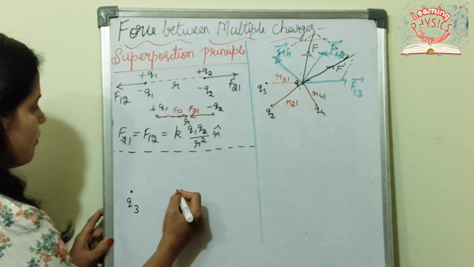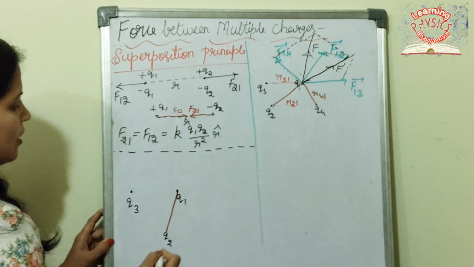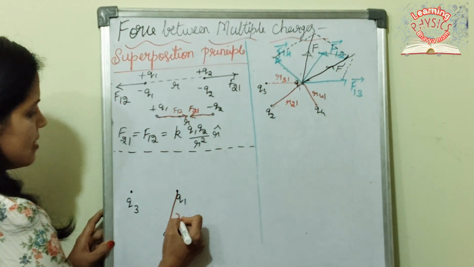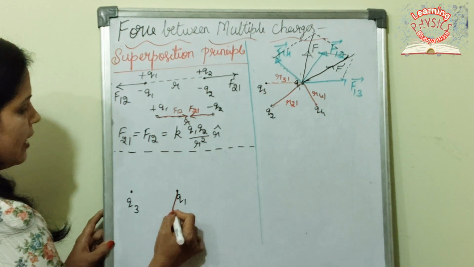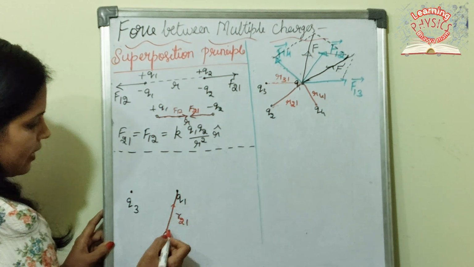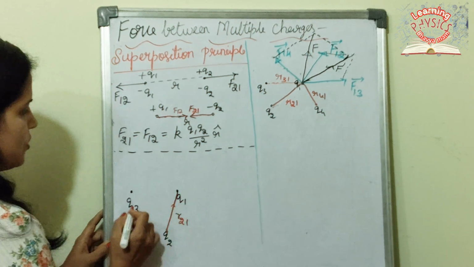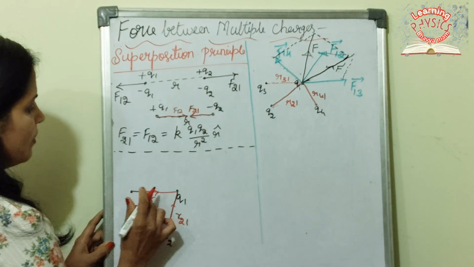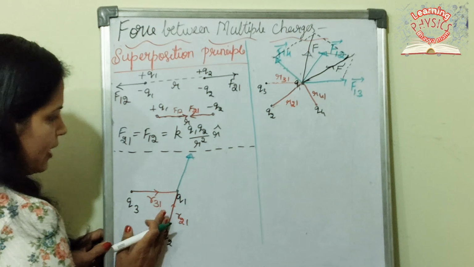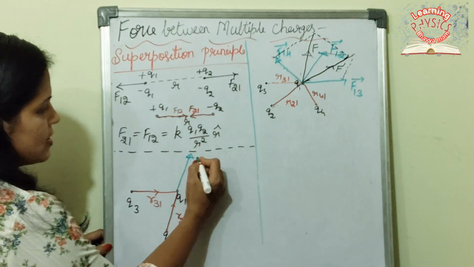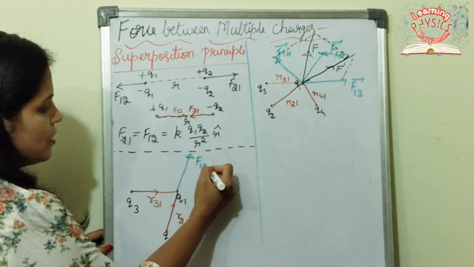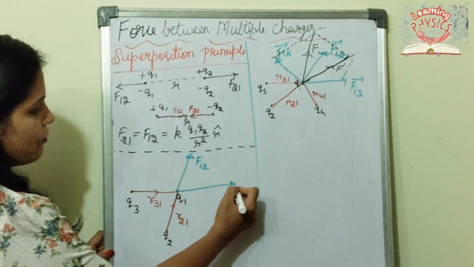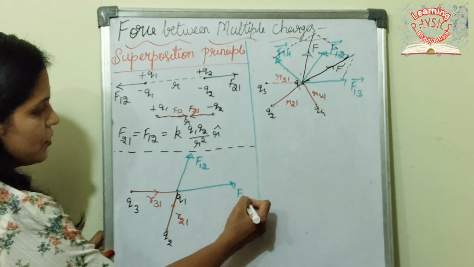Now first I'll join Q2 and Q1. So what is this distance? This is R21. The vector leading from 2 to 1 is R21. Similarly, join this, the vector leading from 3 to 1, and after joining you extend this line further. This is the force on first due to second. Similarly, you extend this line further. This is the force on first due to third.